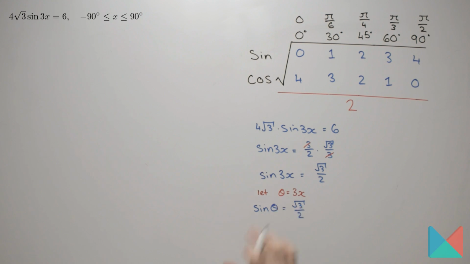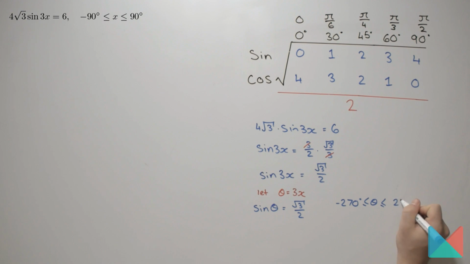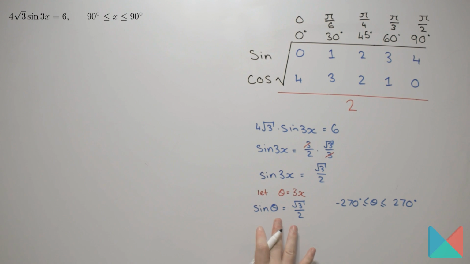So if we look at our dummy variable, we know that theta is 3 times x. And that means that the domain of theta is going to be 3 times the domain of x. So all we have to do to get our domain of theta is multiply our domain of x by 3. So negative 90 multiplied by 3 is going to give us negative 270 degrees. And positive 90 times 3 is going to give us 270 degrees. And so now we can solve for the angles of theta that give us sine equal to root 3 on 2.